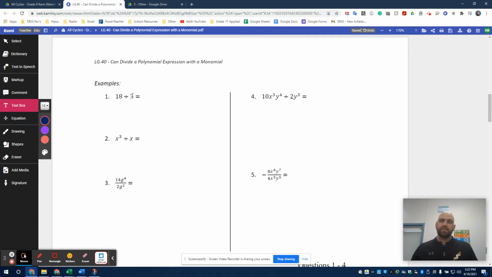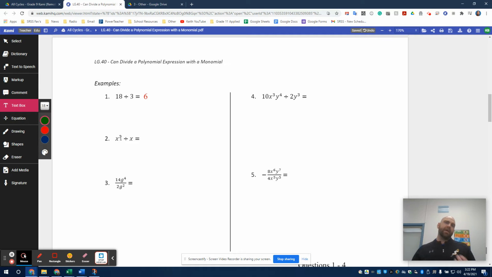First example here, 18 divided by 3. Well, this should be one that you do recognize as being one of those basic division statements. We're just taking two numbers and we're dividing. 18 divided by 3 is 6.